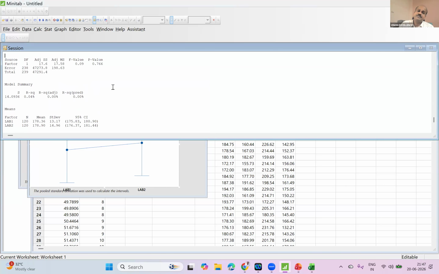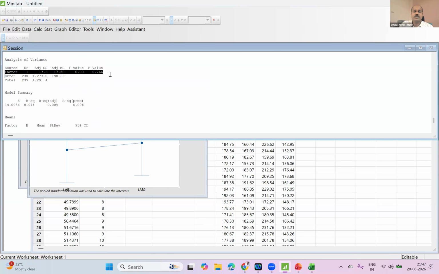Go to the ANOVA table. Look at the p value. More than 0.05. It's 0.59, more than 0.05. Fail to reject the null. That means there is no significant difference in the TAT of lab 1 and lab 2. So whether you give your sample to lab 1 or lab 2, you will get it at the same time only.